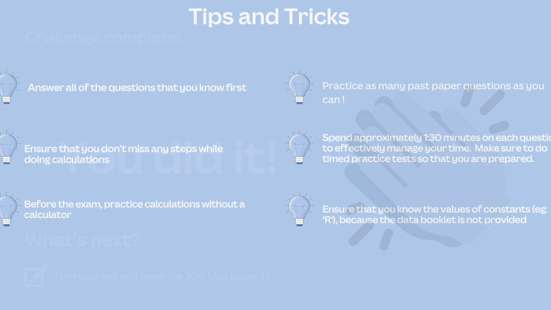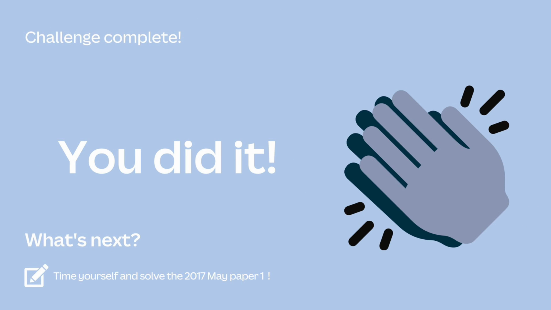Now that we have shared all our tips and tricks here at IBSpectrum, we want you to try attempting the 2017 May Paper 1, which we will link down in the description. Make sure to put on a timer, have a periodic table beside you, and don't use your calculator.